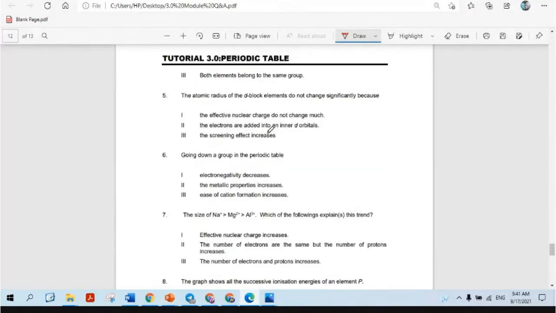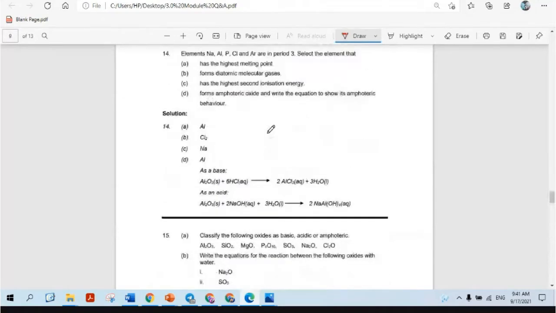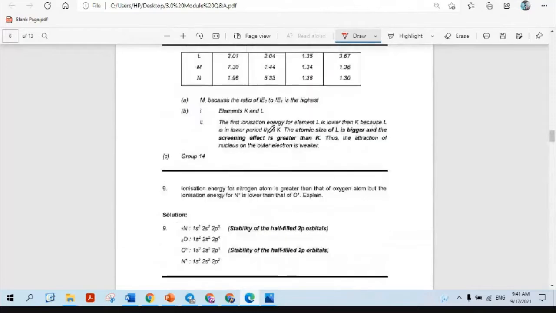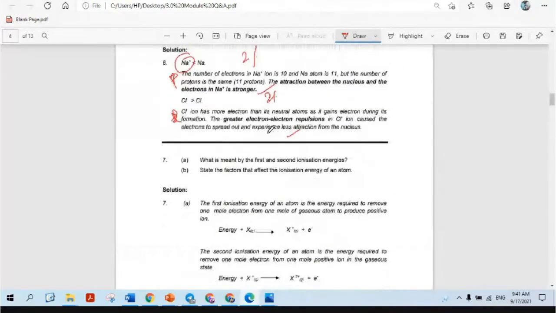Okay, let's check what the question asks about for the ionization energy in the tutorial. First, define first and second IE. So you must know what is meant by first and second IE. And then state the factors that affect the ionization energy.